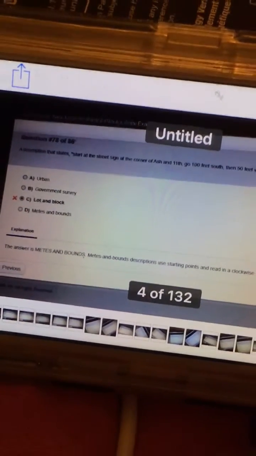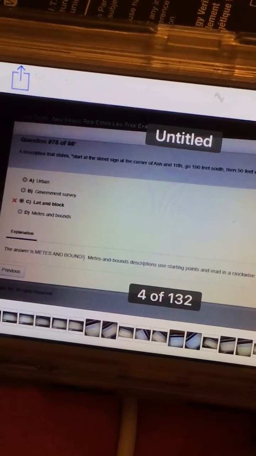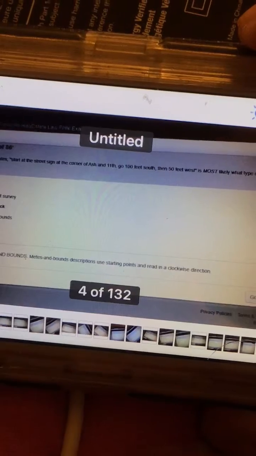The answer is D. Metes and bounds. Metes and bounds descriptions use starting points and read in a clockwise direction.